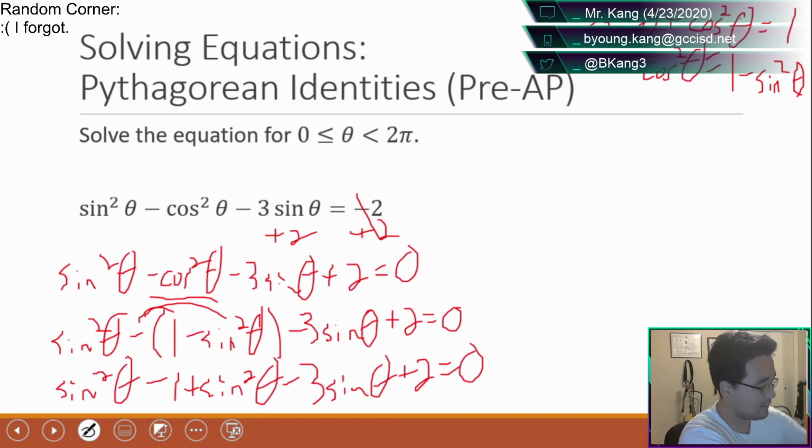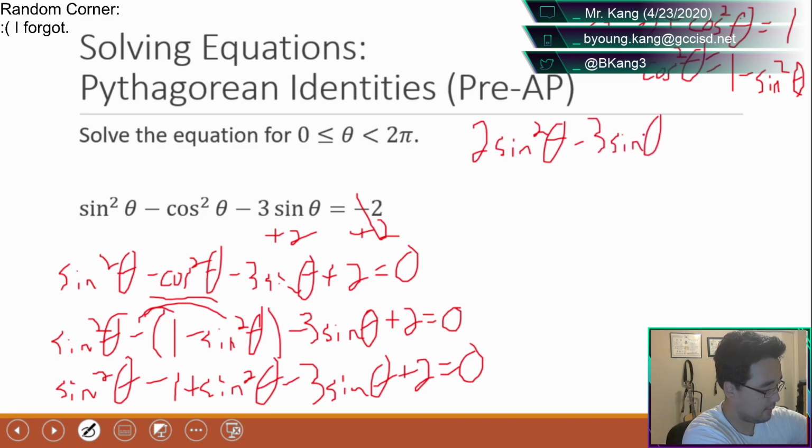Okay, so let's combine like terms here. I end up with 2 sine squared minus 3 sine. And now I have negative 1 plus 2, so plus 1.